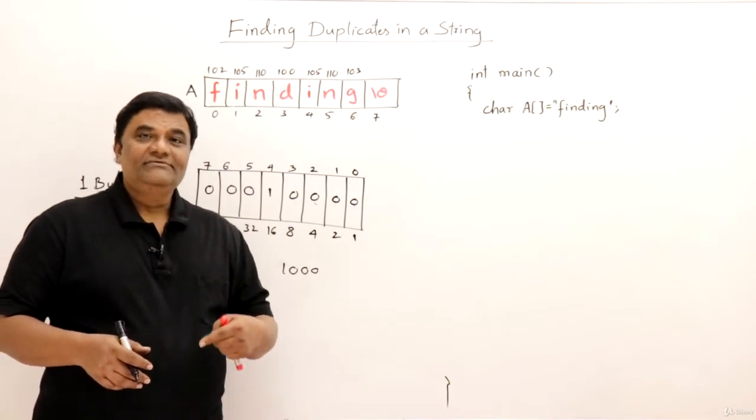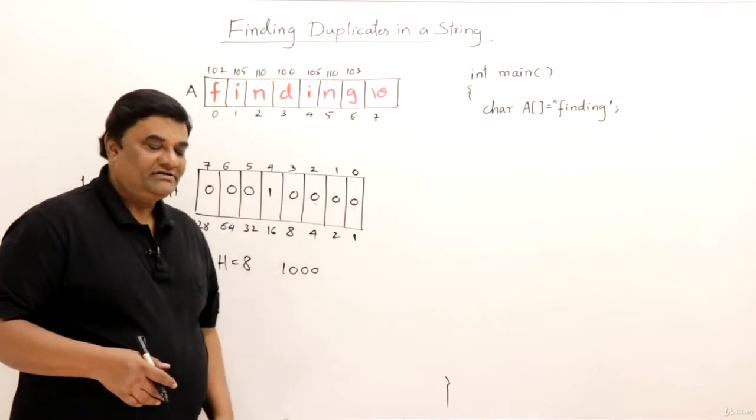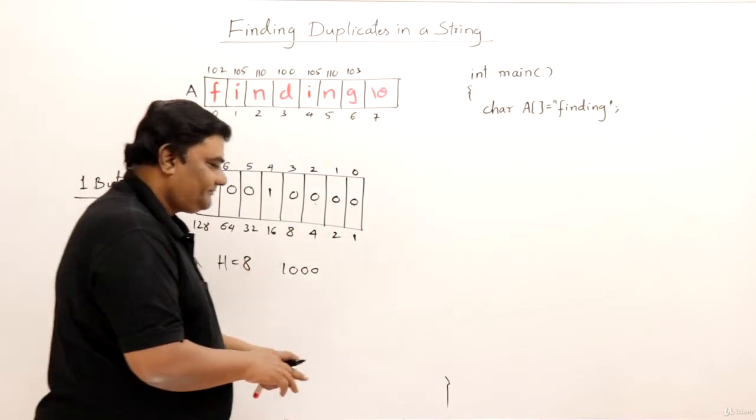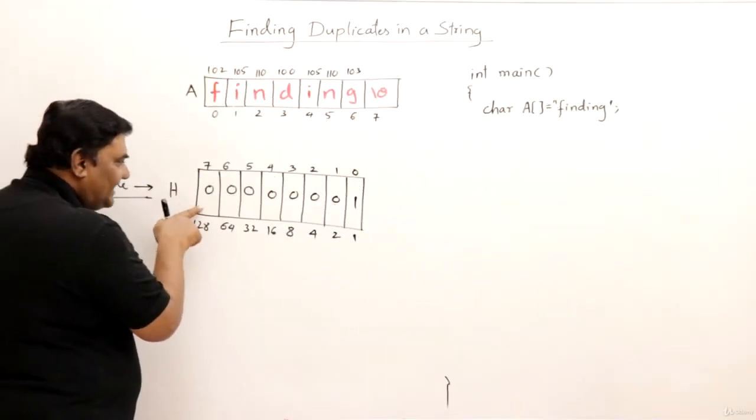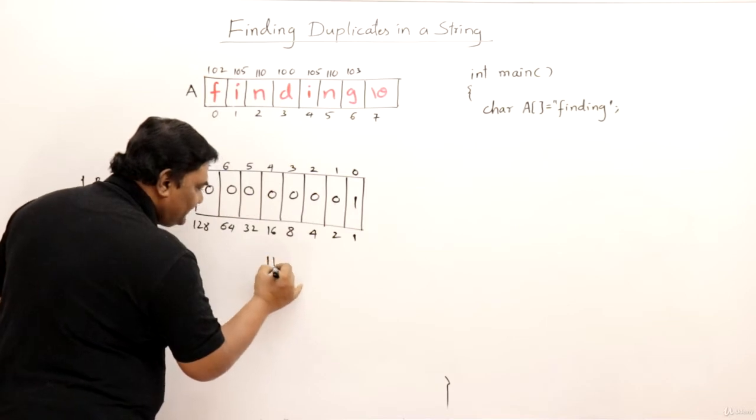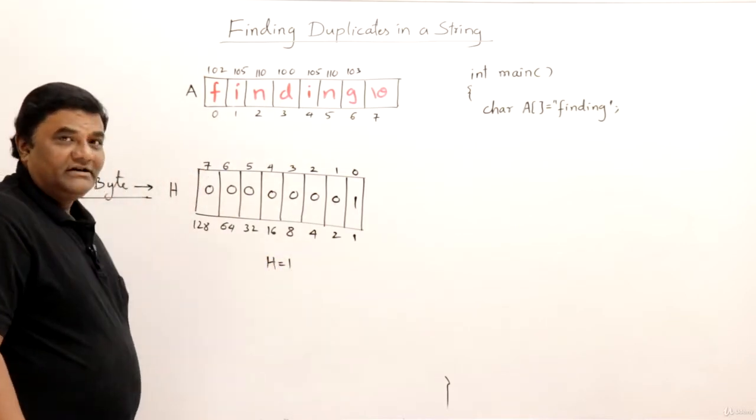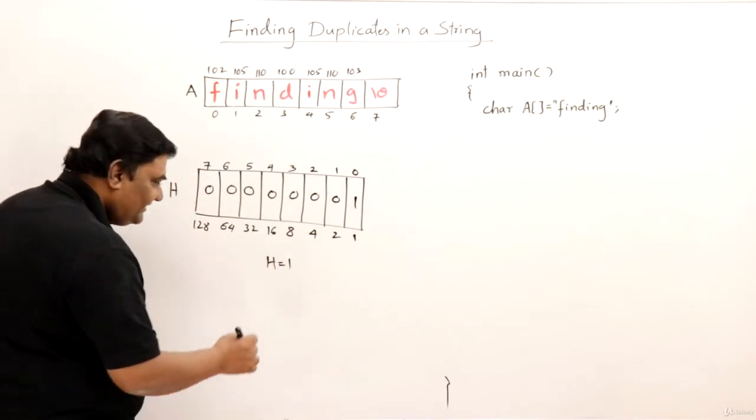Now next we will see what it means by shift operation. So I'll remove this and explain to you. See, right now h is having 0 0 0 1. So right now h is 1. Okay. Now let us see what it means by shift.